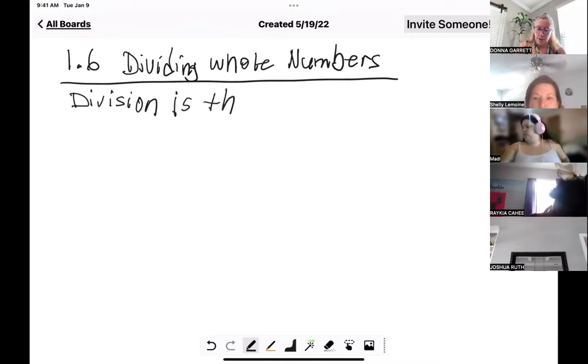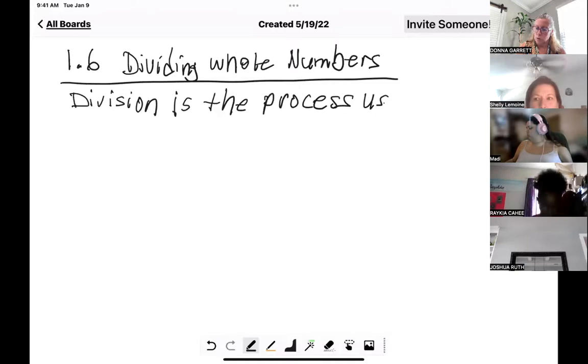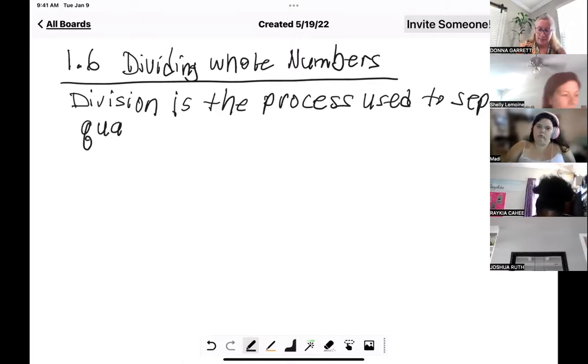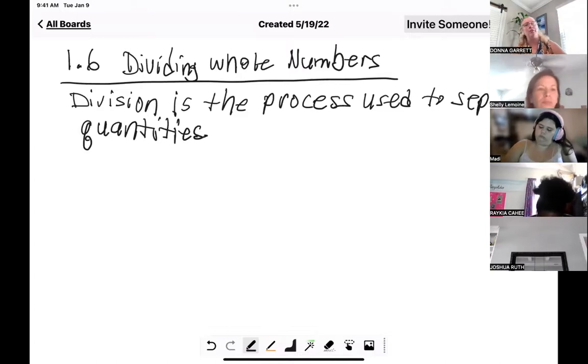Division is the process, I never heard it explained like this before, this is in your book, used to separate quantities. So if you divide by a number, you figure out how much was left over. So you sort of separate quantities.